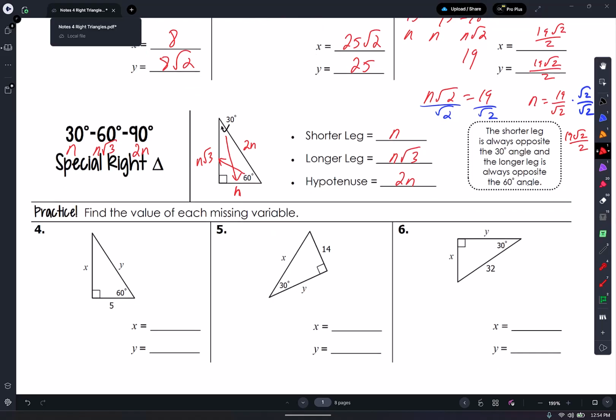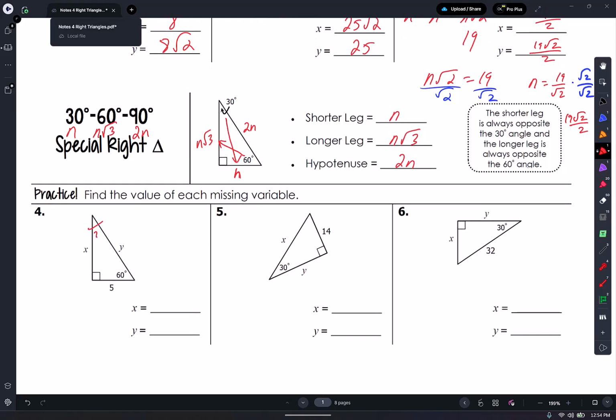We're ready? So this right here is 30 degrees. That 30 degrees is aiming at that 5. So if you want to do the 30, 60, 90 and use this as a reference, n, n root 3, and 2n. So across that 30 degrees, that's 5. So then that means this is my long leg, the x. So that means that has to be 5 root 3. See? And then y is my hypotenuse, and we just double the 5, which is 10. So put a 10 on the y, and then put a 5 square root 3 on the x. And that's it.